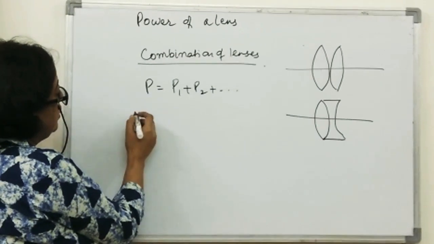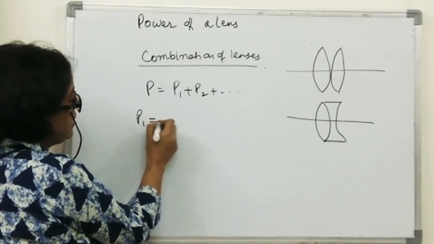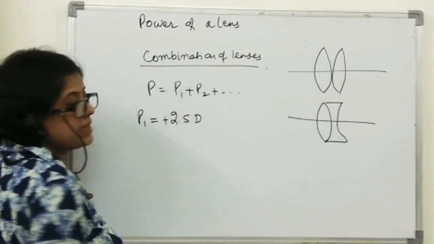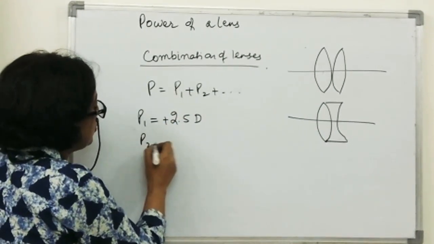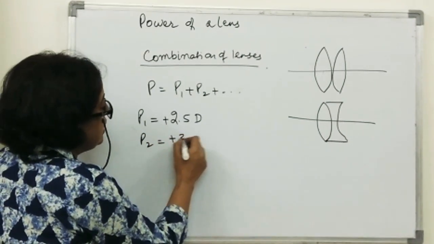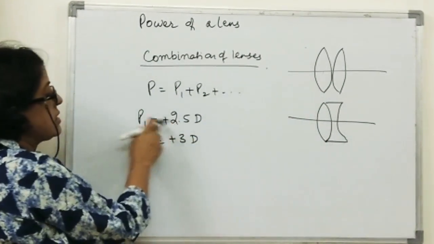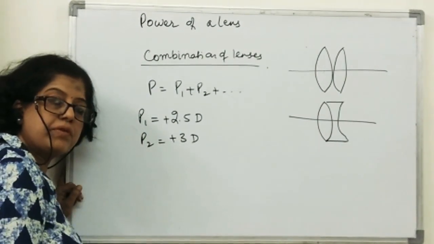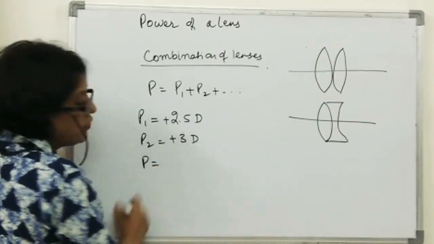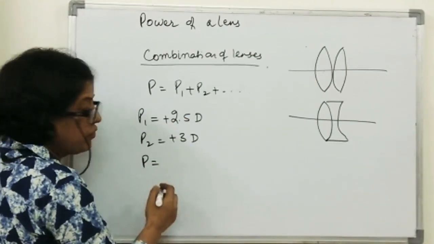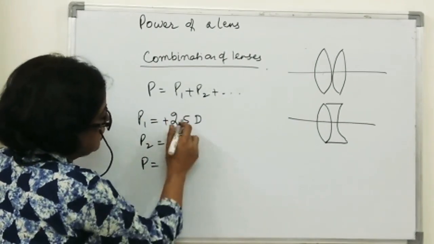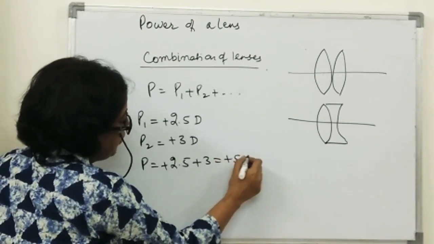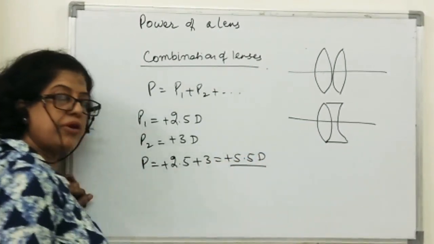Let us say we have two lenses. Suppose one lens is a convex lens with power 2.5 diopters. Convex lens means plus. And another is also a convex lens with power plus 3 diopters. First situation, one lens is a power plus 2.5 diopter, other is a convex lens of power plus 3 diopter. What will be the power of the combination? And the power of the combination of the lenses will be obviously simply this plus this, 2.5 plus 3, which is plus 5.5 diopters. The answer is 5.5 diopter.